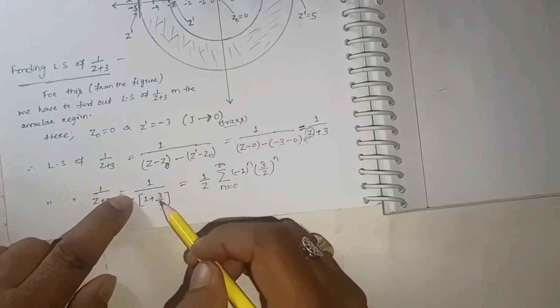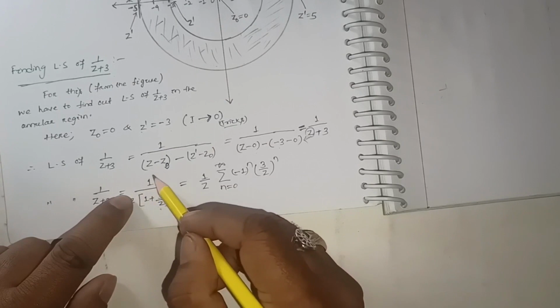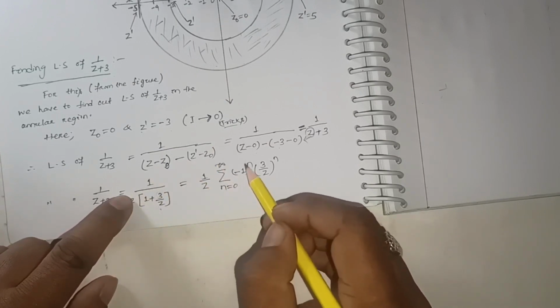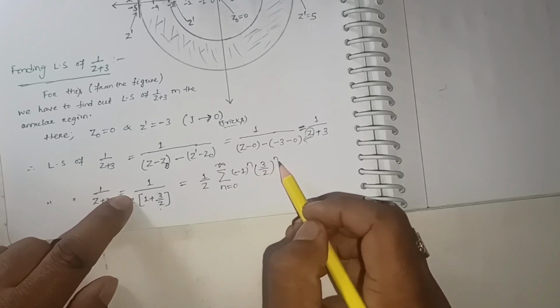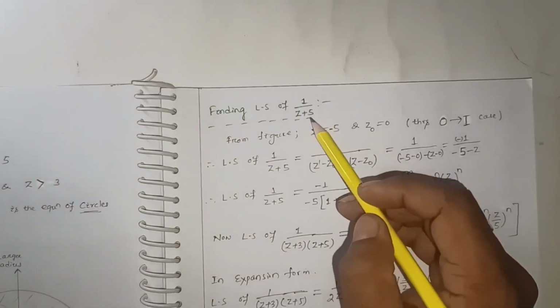That means here we have 1 by 1 plus 3 by z, and this factor is less than 1, so what can we write? The series of this one will be summation over n equal to 0 to infinity of minus 1 to the power n times (3 by z) to the power n, and already 1 by z is there. Got it? Now we are going to find the Laurent series of 1 by z plus 5.